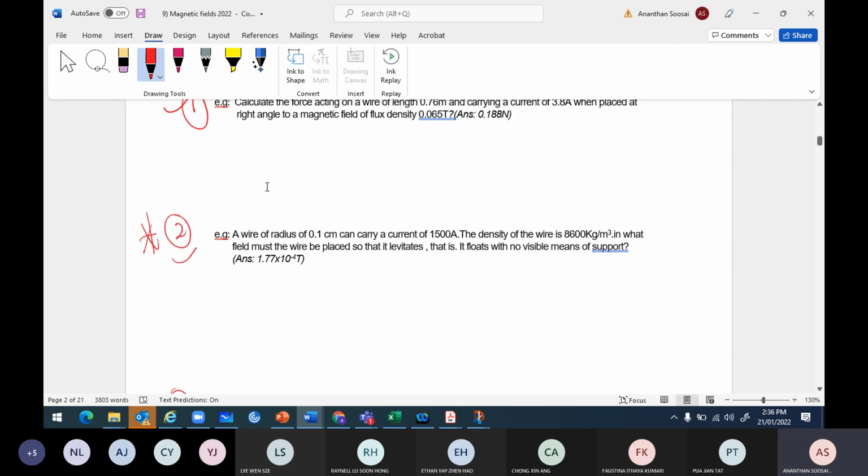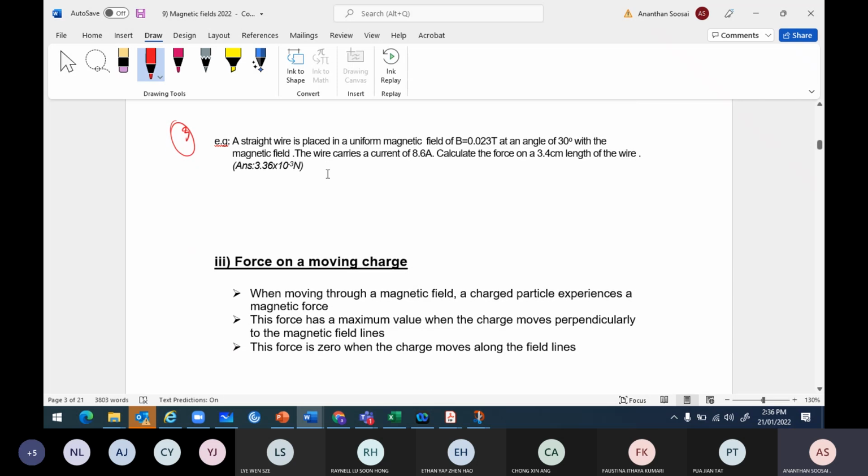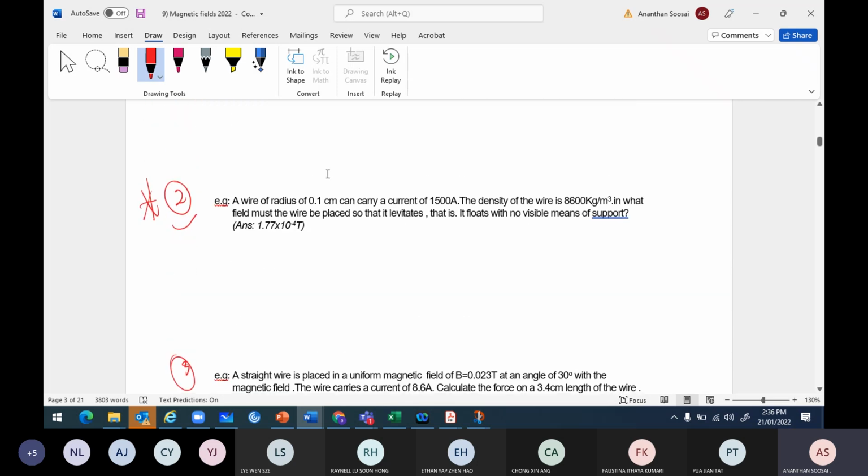Okay, then I asked you to do this as a homework. I don't know how many of you tried these questions, especially number 2. So use F equals BIL sin theta. Can anyone get the answer? So number 2 is a little tricky one. Maybe we spend 2 minutes on this question. The first and third ones you should be able to do. We go to the second one.